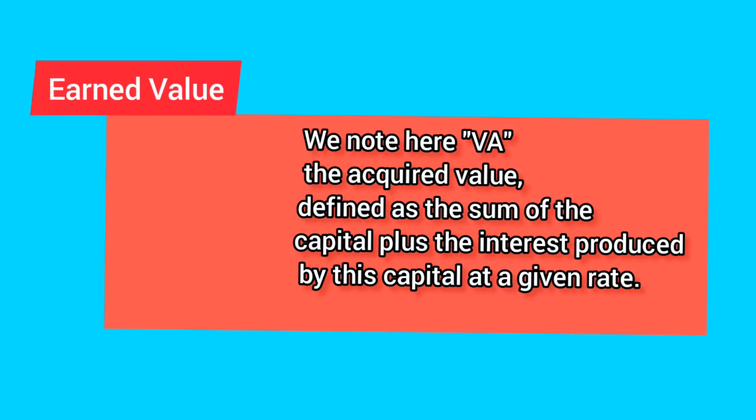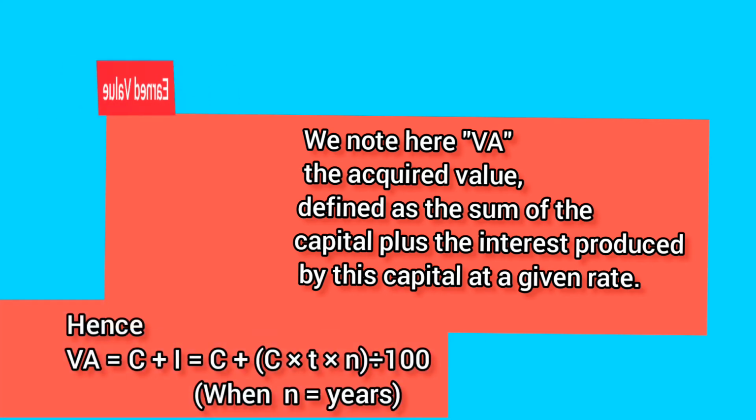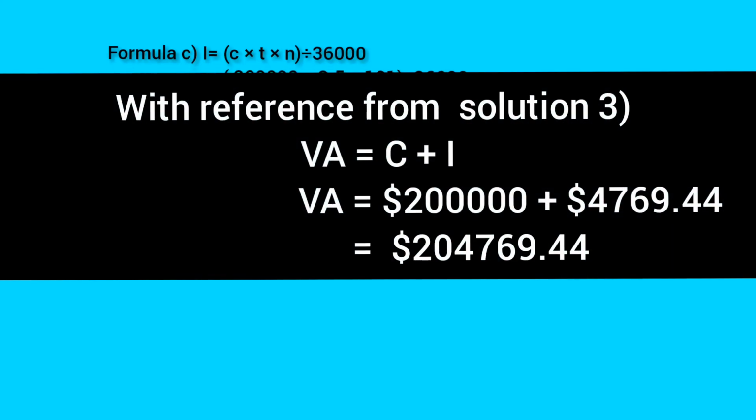Earned value. We note VA the acquired value, defined as the sum of the capital plus the interest produced by this capital at a given rate. VA equals C plus I equals C plus C times T times N divided by 100, if the period N is in years, of course. Returning to solution 3, the earned value will be $200,000 plus $4,769.44, which gives us $204,769.44.